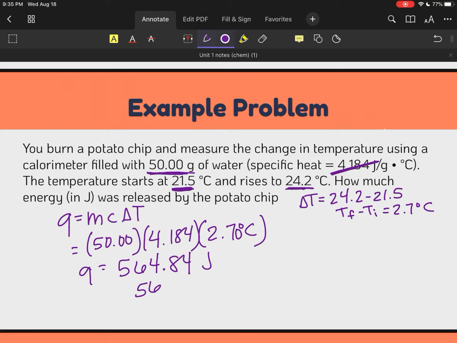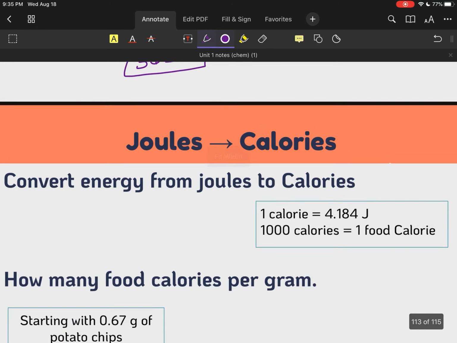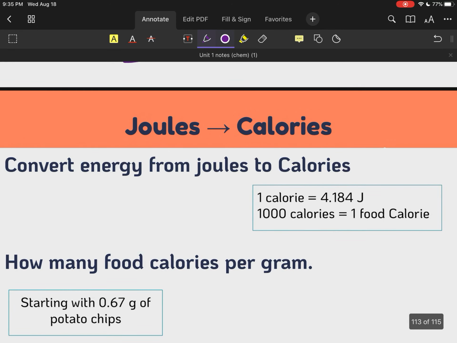So that means my answer has to be in 3. So I'm going to round it like this. So I have 565 joules. That was my energy released from my potato chip. So joules doesn't really mean a whole lot to us. I mean, I could tell you something was 1,000 joules and you're like, how hot was that? I don't know. So we're going to convert it to something that we're kind of familiar with.